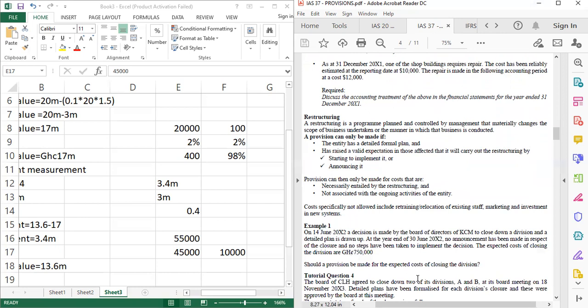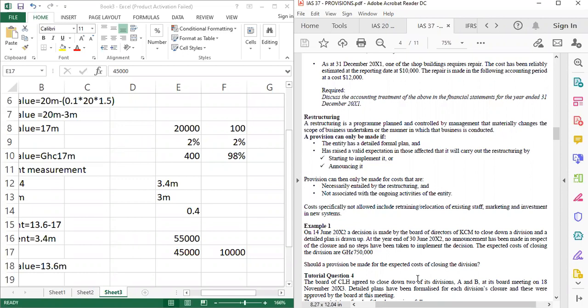On 14th June, a decision is made by the board of directors of KCM to close down a division and a detailed plan is drawn up. At the year end, no announcement has been made in respect of the closure and no steps have been taken to implement the decision. The expected cost of closing the division is 75,000. Should a provision be made for the expected cost of closing the division?